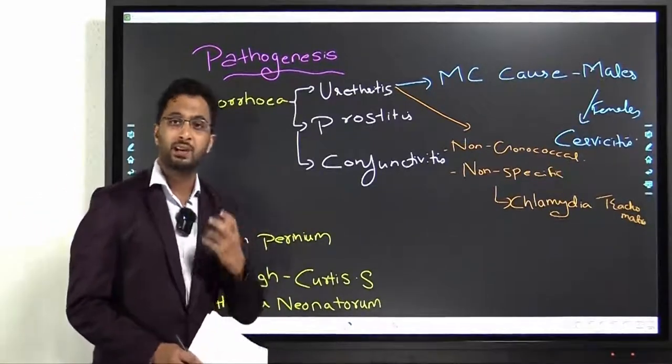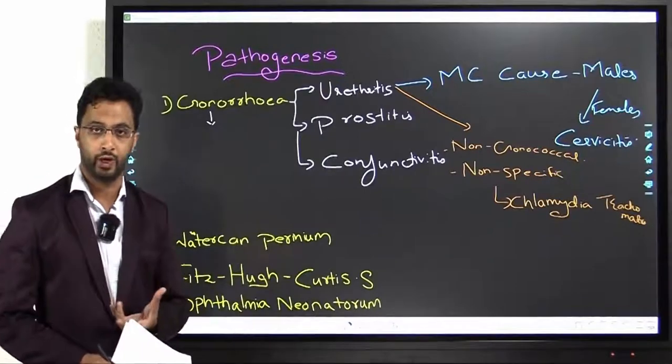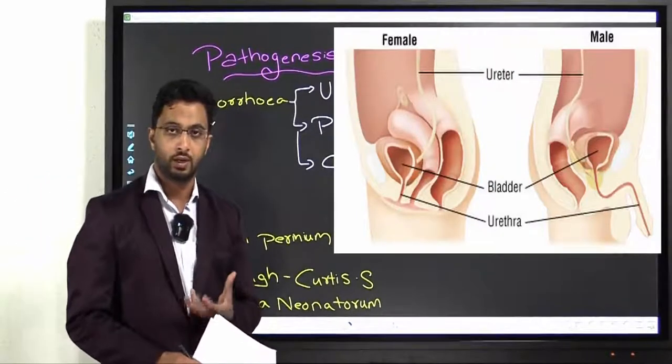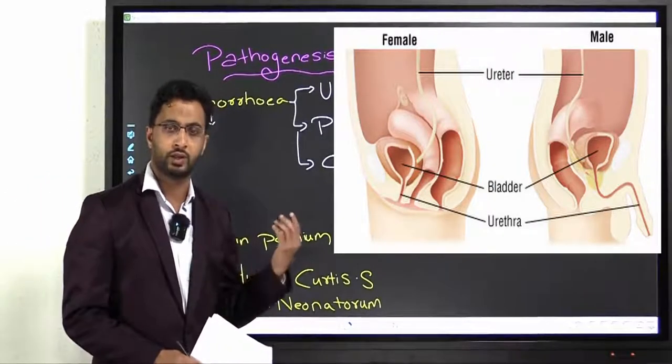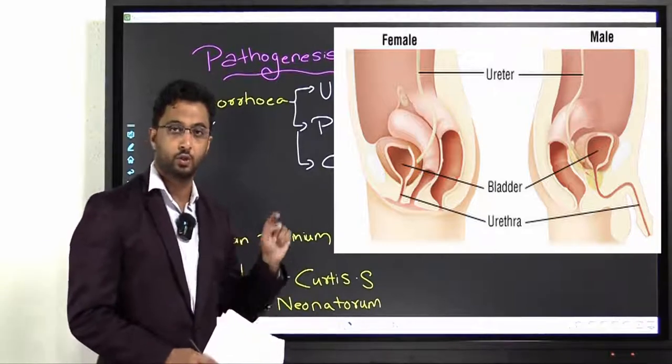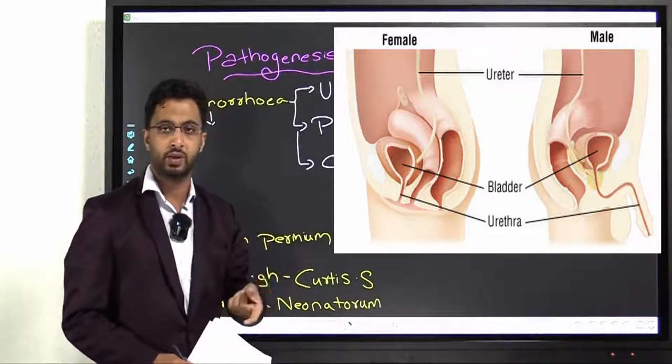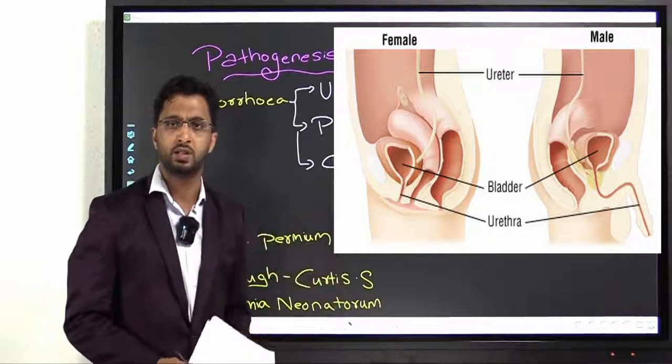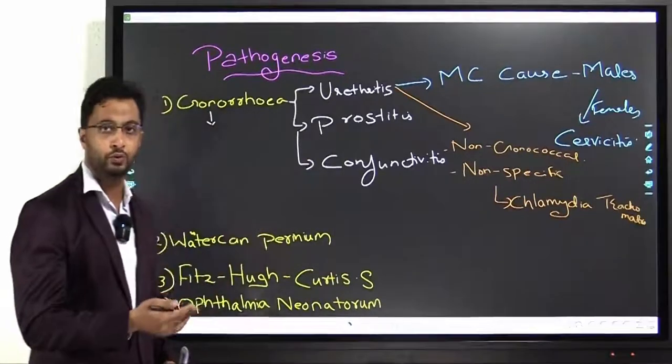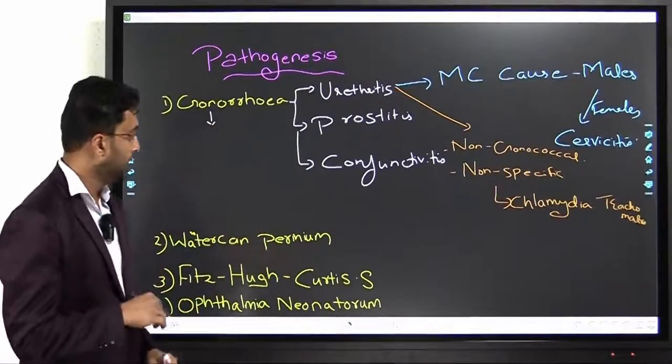Now, on my left side, you will see what the urethra is. Just see the image. The urethra is the tube where urine passes from the urinary bladder, which receives it from the kidneys, coming out of the organ.